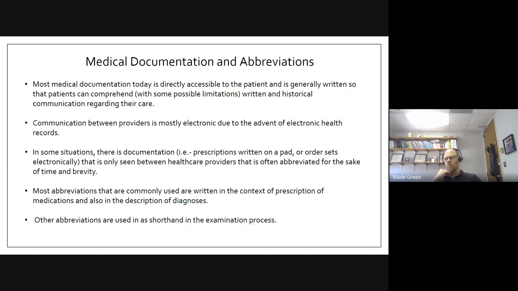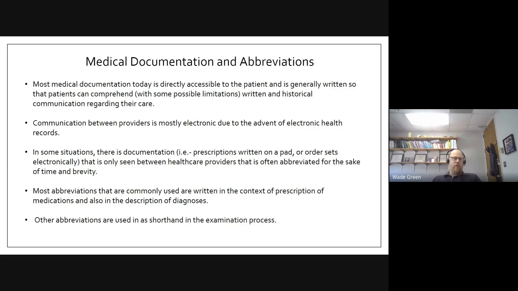Many times, when we have communication between providers, generally that occurs with the use of electronic health records. If any of you have worked in a setting where you use an EHR, Epic is one of the main ones that's most often used. You'll often communicate with one another from provider to provider utilizing Epic or another EHR. In some of those situations, though, like with the use of prescriptions and other things, there is documentation that you will see that is abbreviated. A key example of that is prescriptions.